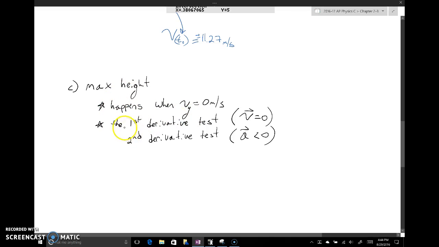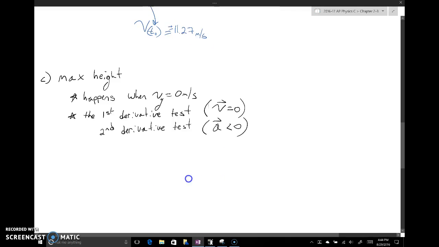So let's think about what's going on here. We want a max. We take the derivative of the position function, and that gives velocity. We want to figure out when the velocity is equal to 0. And the second derivative test gives acceleration, and we know that for there to be a max, the curve has to be concave down, which would be a negative second derivative, and we have a negative acceleration here.